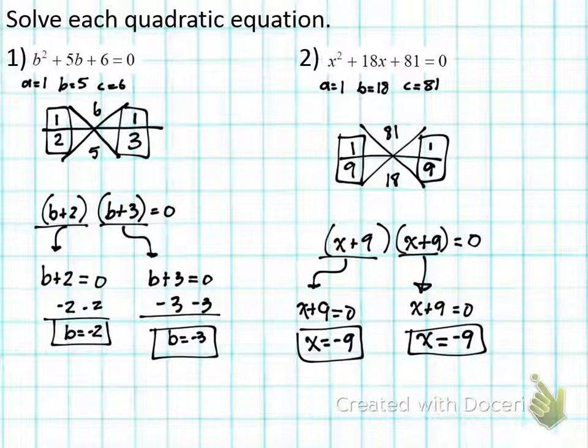Now look at the original equation. What was the biggest exponent? X to what power? 2. How many answers do I have here? 2. But they're both the same answer, so we really have only one. Okay? That's all we're doing today.